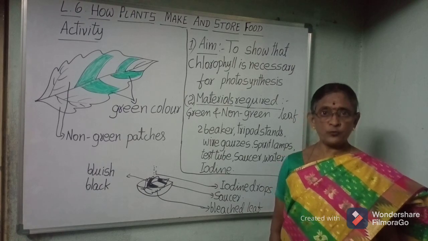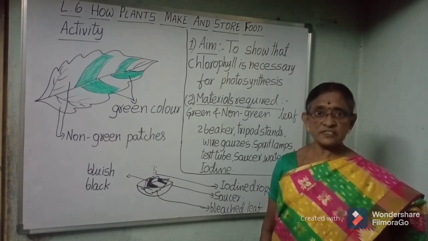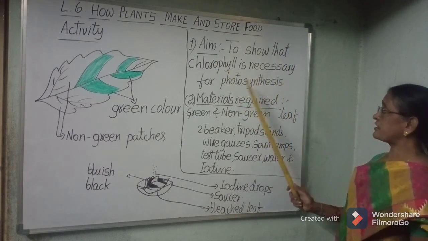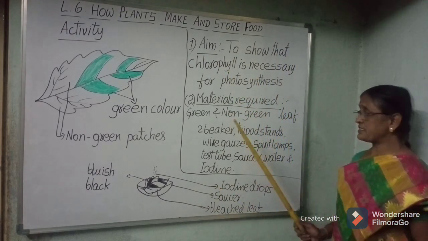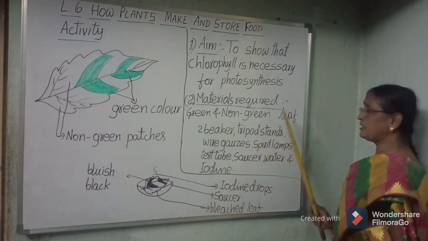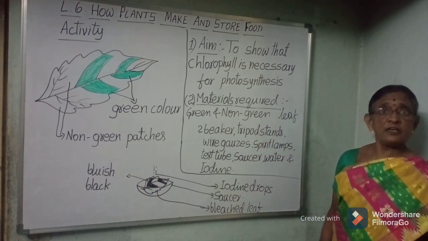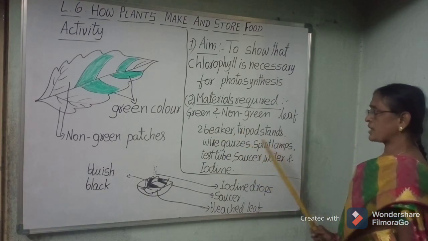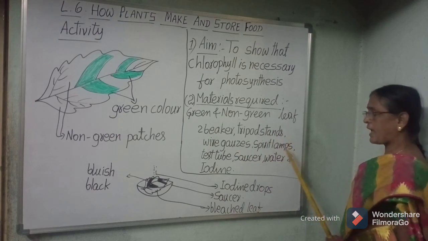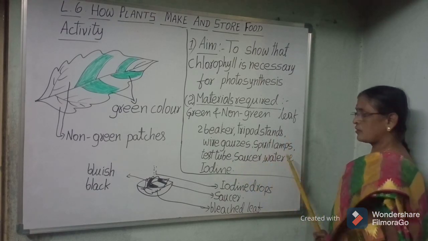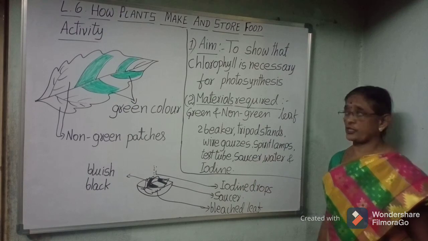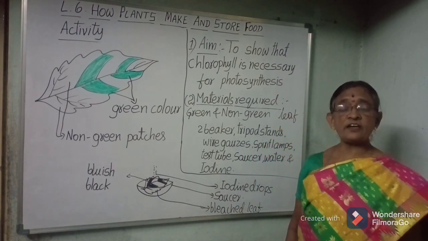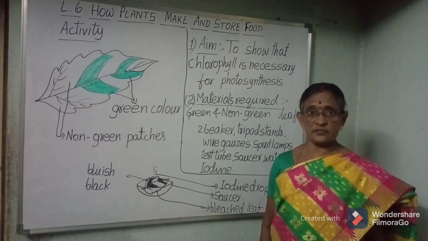Let us do one more activity to prove chlorophyll is necessary. So, the aim is to show that chlorophyll is necessary for photosynthesis. Materials required: a leaf with green and non-green multicolored patches on it, 2 beakers, tripod stands, wire gauzes, spirit lamps, test tube, saucer, water and iodine solution. Pluck a leaf which has green and non-green patches on it.